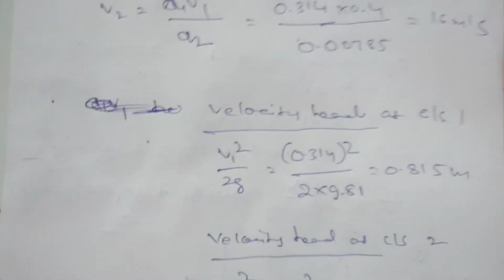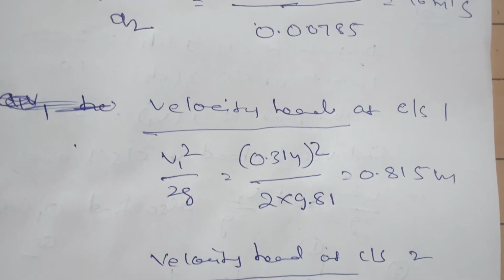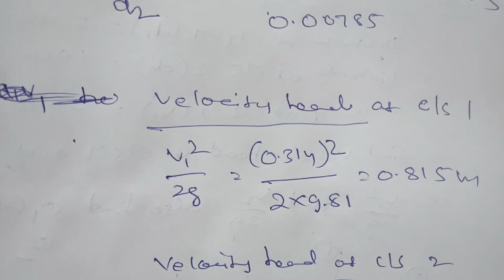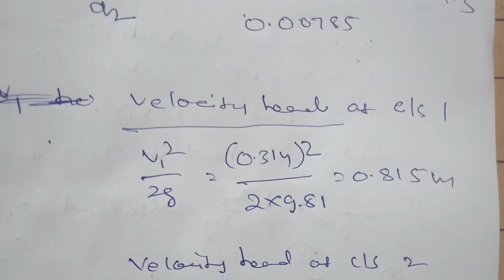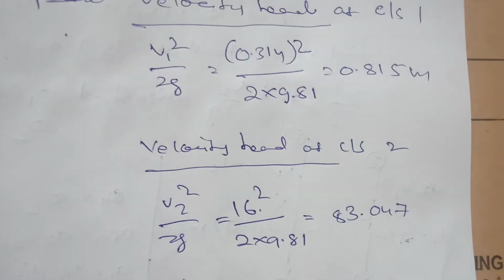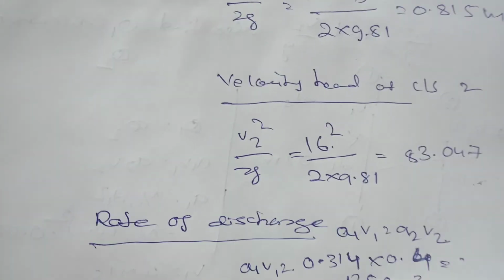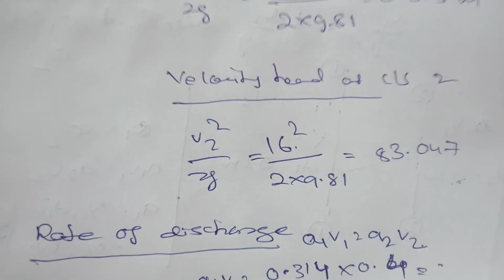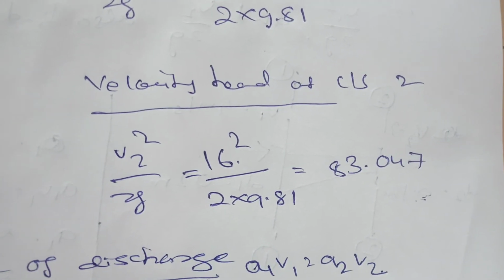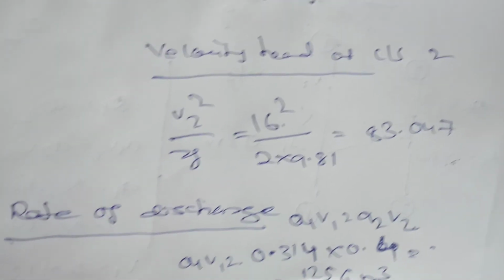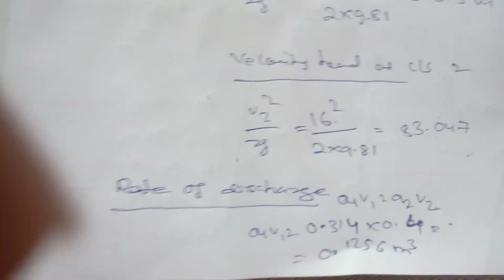Similarly, velocity head at cross section 1. Now we can calculate velocity head at cross section 1, that is v1 square by 2g. The v1 value is already given. You substitute that value, we get velocity head at cross section 1, that is 0.815. Velocity head at cross section 2 also we can find. Just now we got the value of v2, substitute the value of v2 in the equation, v2 square by 2g. We get velocity head at cross section 2, that is 83.047.